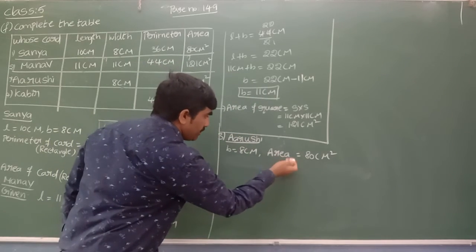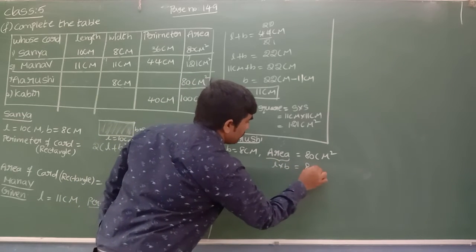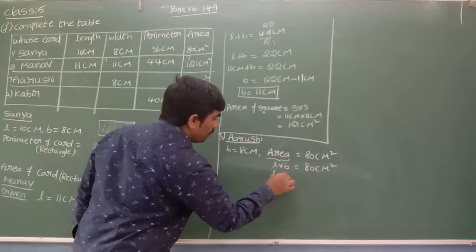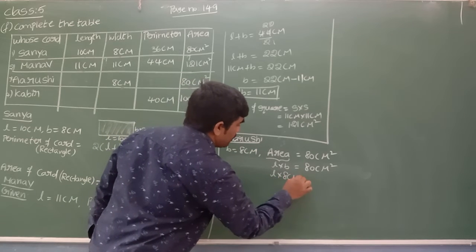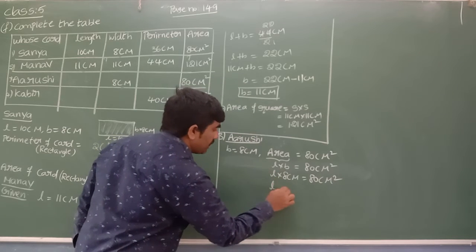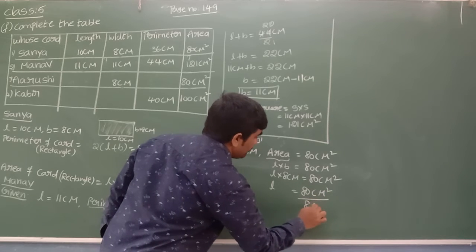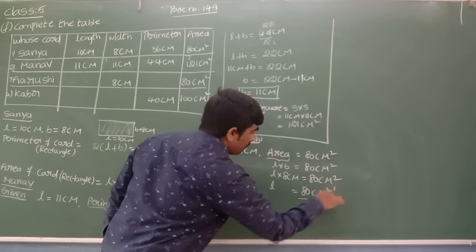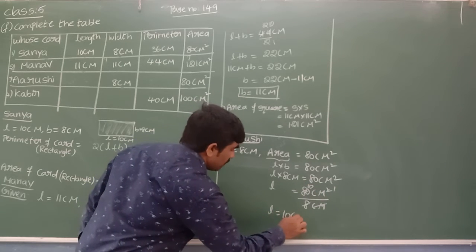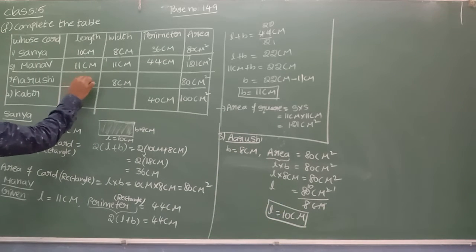Area of rectangle, length into breadth, is equal to how much? 80 square centimeters. So in the place of breadth we write 8. L into 8 centimeters is equal to 80 square centimeters. Now let us find the length. Length is equal to 80 square centimeters by 8 centimeters. Here 1 centimeter cancels. 8 tens are 80. Length is equal to 10 centimeters.